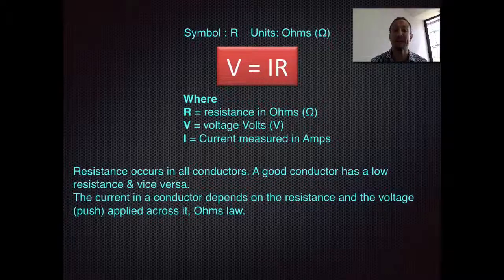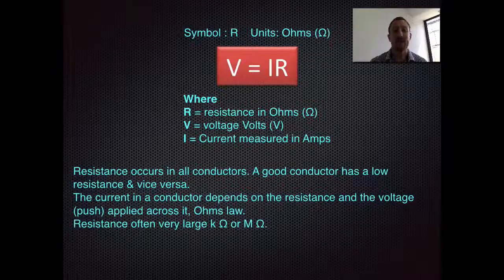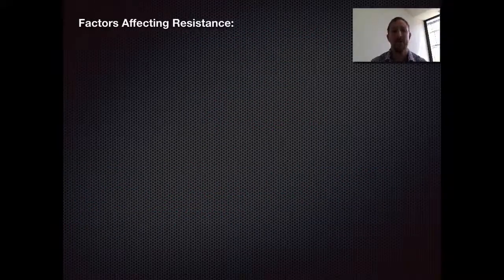So the current in a conductor depends on the resistance and the voltage which is applied across it. And that's what Ohm's law states. Now, resistance can often be very large and is often given in terms of kilo ohms or mega ohms. There are a variety of factors which can affect the resistance. One, obviously, is the material and the type of material that we're dealing with.